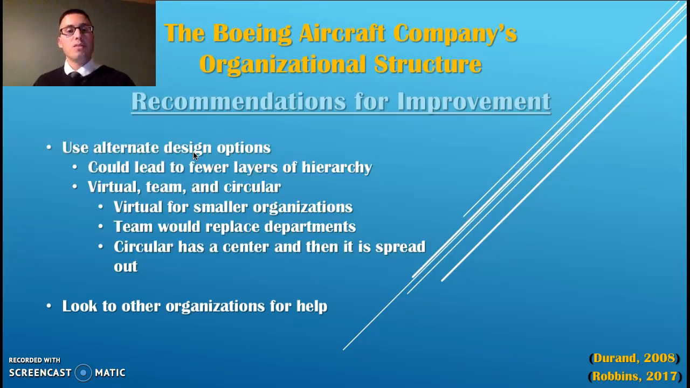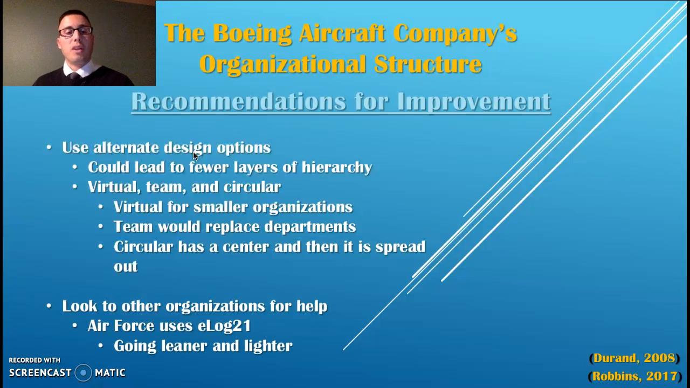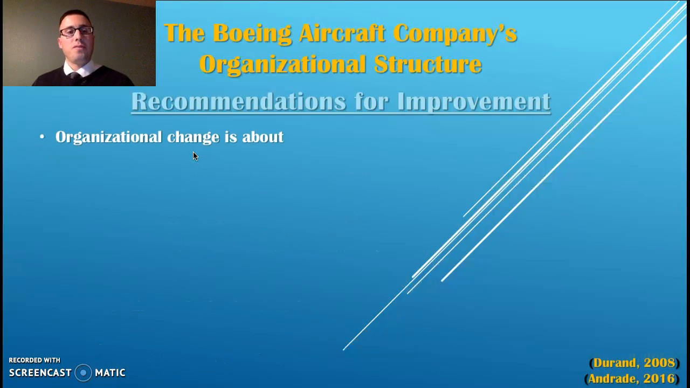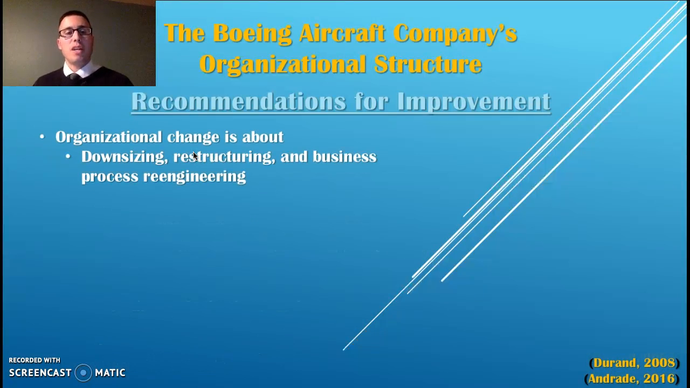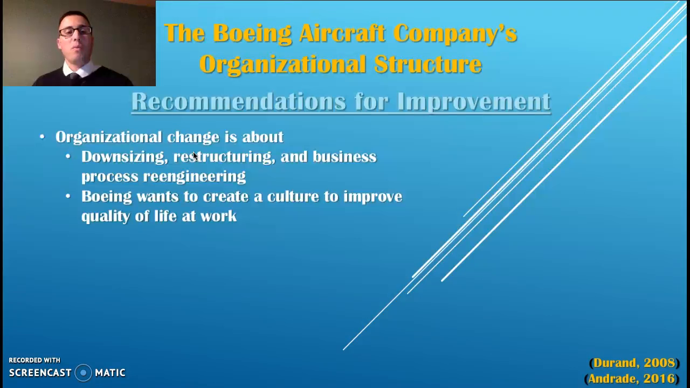Another thing Boeing could do, as far as recommending for improvement, is look to other organizations for help. Other organizations that have figured out organizational structure, like the Air Force, use what is called ELOG 21, and it's about going leaner and lighter. And it also creates a need for stability. And really, organizational change is about downsizing, restructuring, and business process reengineering. Really, Boeing wants to create a culture to improve the quality of life at work. Well, that's what they want to do, and this is what they can continue doing.